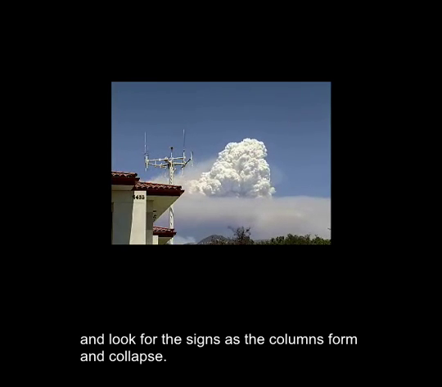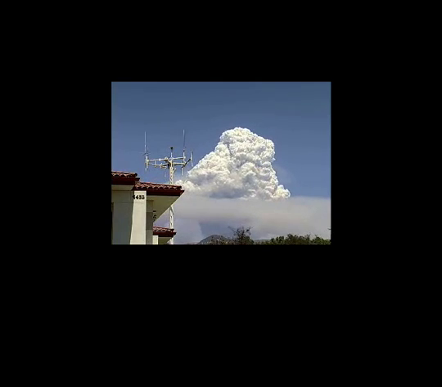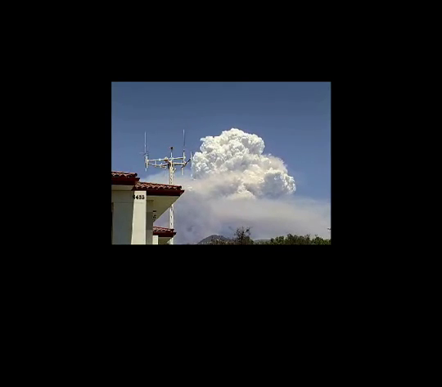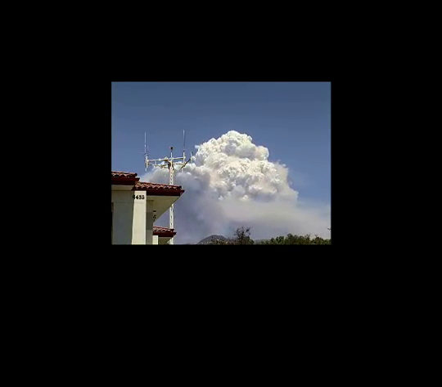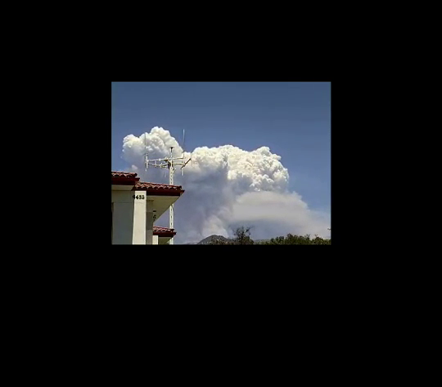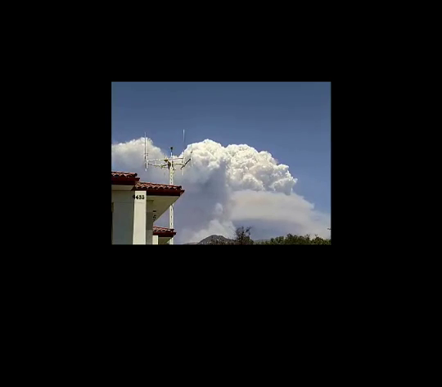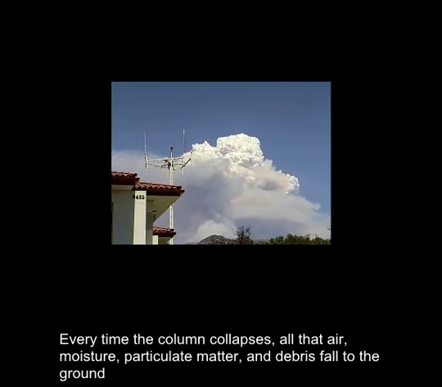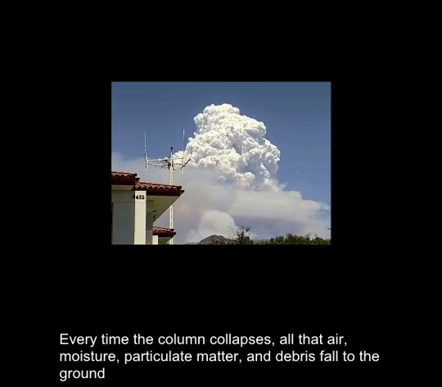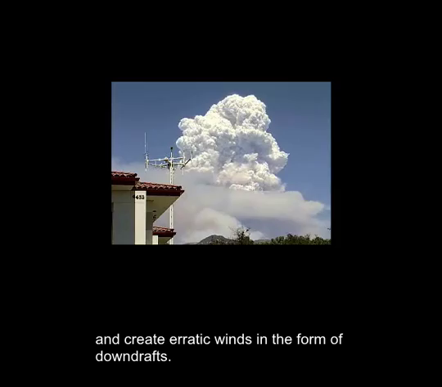Watch this time-lapse video of a plume-dominated portion of the Zaca fire in California in 2007 and look for the signs as the columns form and collapse. Every time the column collapses, all that air, moisture, particulate matter, and debris fall to the ground and create erratic winds in the form of downdrafts.